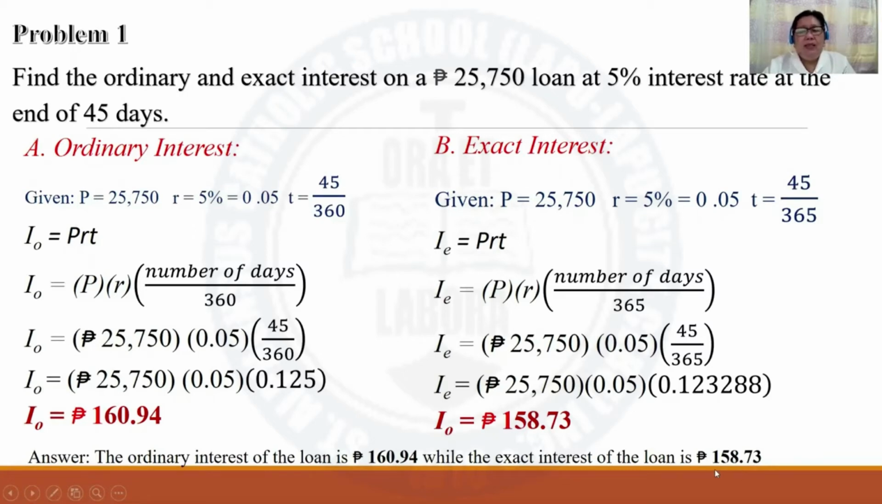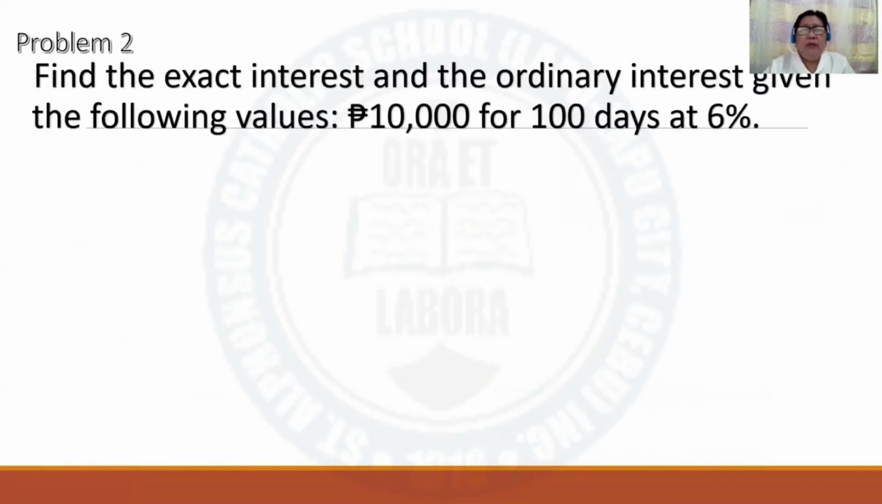158.73 pesos. If you are the borrower, which do you prefer? Is it the ordinary interest or the exact interest? And if you are the investor, which do you prefer to use? Is it the ordinary interest or the exact interest? Which is favorable to you? Then, let us have problem number 2.